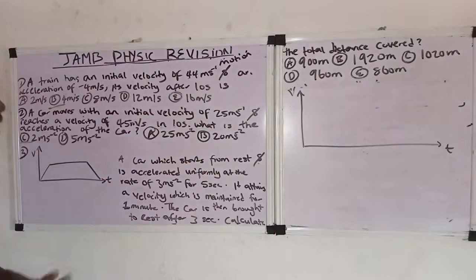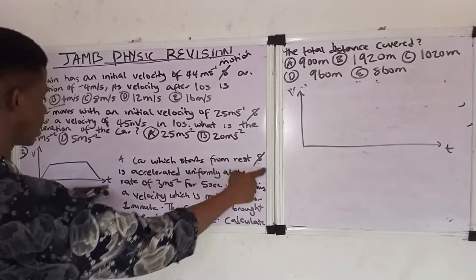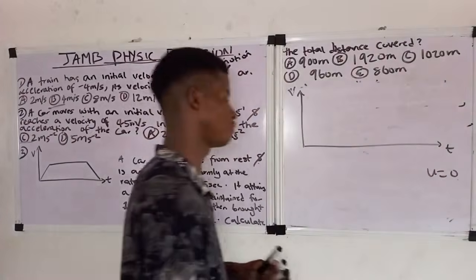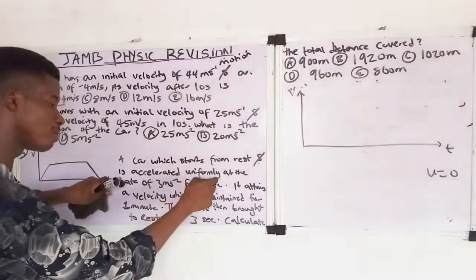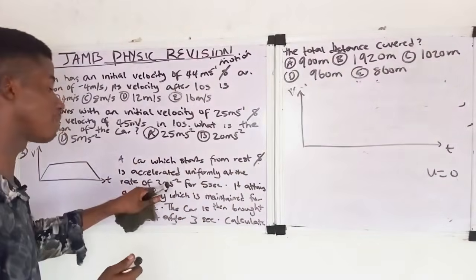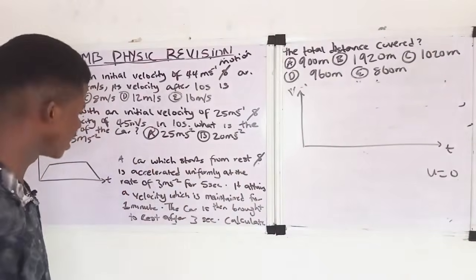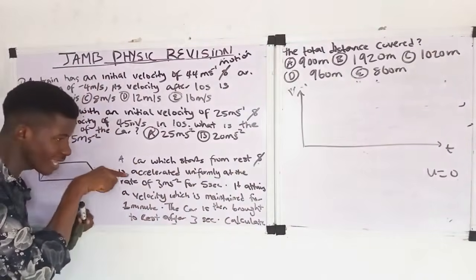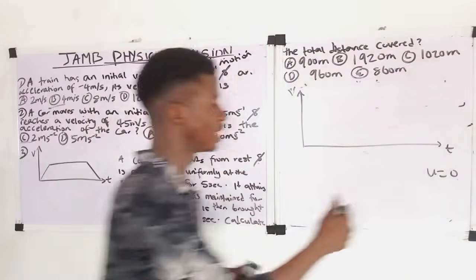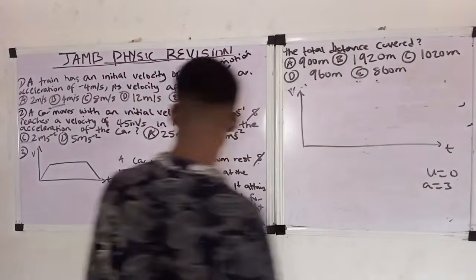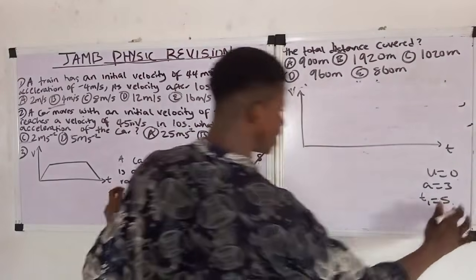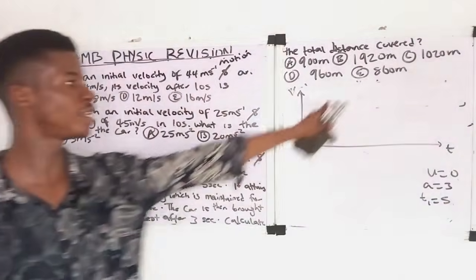Let's continue. They say a car which starts from rest and is accelerated uniformly at a rate of 3 meters per second squared for 5 seconds. Remember, starts from rest, so u is 0. Accelerated uniformly at the rate of 3 meters per second squared, so the acceleration is 3. Then for 5 seconds, so the very first time is 5. Now we are going to fill it into all these places.